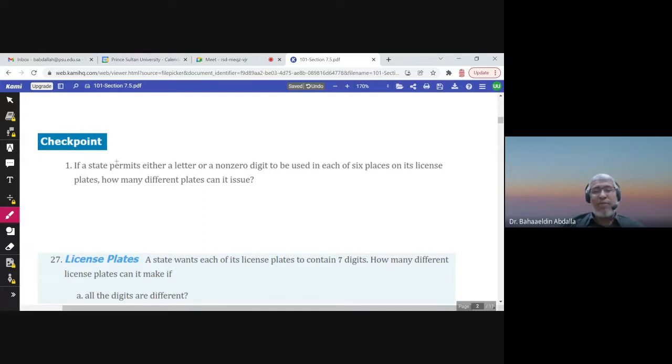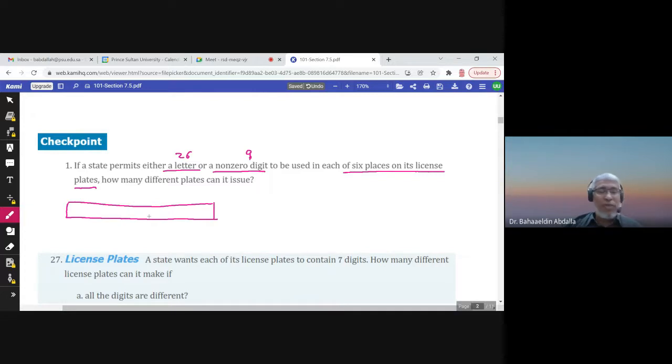If a state permits either a letter or a non-zero digit. Non-zero digit, so the number of digits would be 9 digits, not 10, because the zero is not there. And the number of letters is 26. To be used in each of 6 places on its license plates. How many different plates can it issue? So there are 6 places.